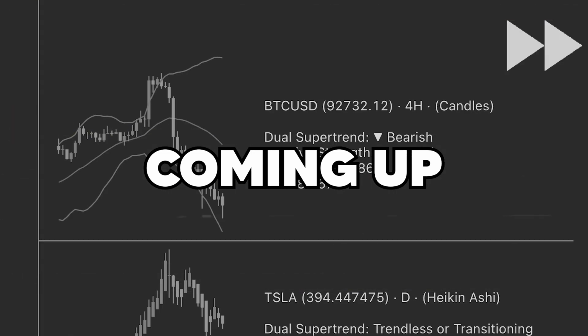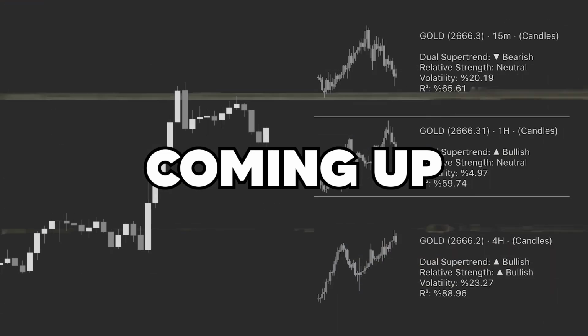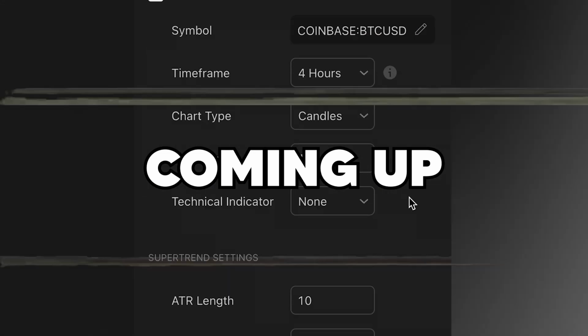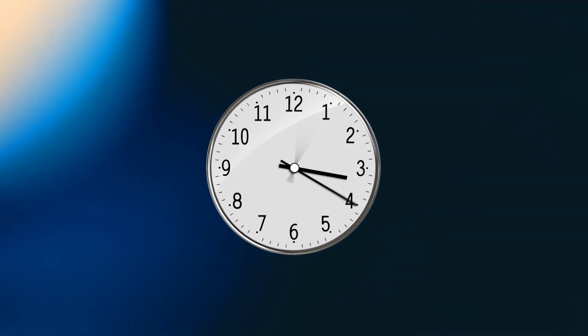And today we're excited to share it and break down exactly how it works while showing you some of the ways it can be used. So without wasting any more time, let's get started.